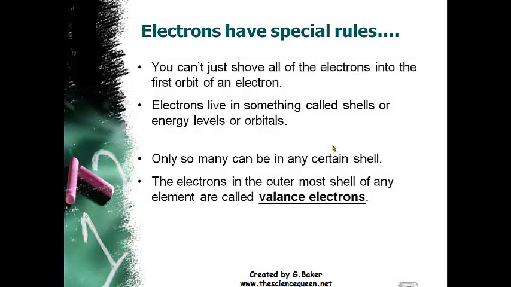Now electrons have some special rules. They have to be on the shells. They circle around the nucleus of the atom. The outermost shell has electrons called valence electrons. So if an electron is on the outermost shell of an atom, we call it a valence electron.